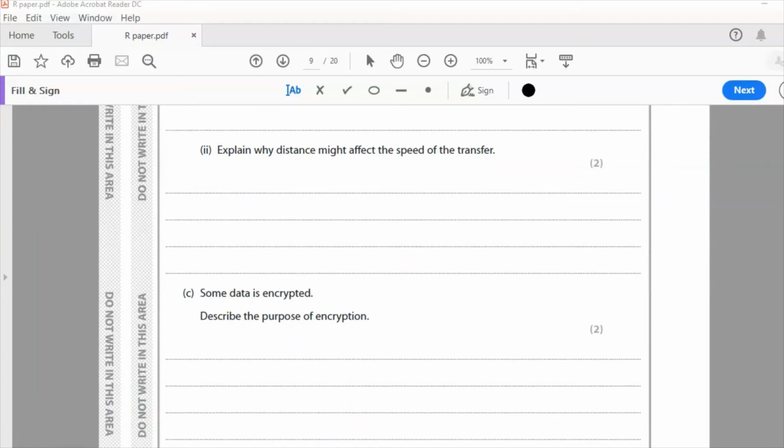Number 2, explain why the distance might affect the speed of transfer. Because the signal is going to get weaker the further away you get from the device. So here's my answer. Signal gets weaker as it travels over a long distance, meaning that the speed will therefore decrease.